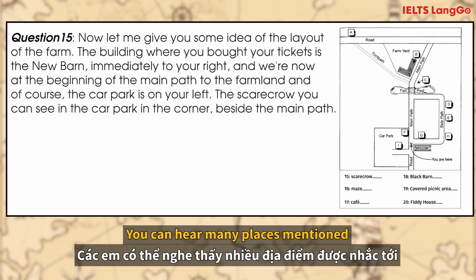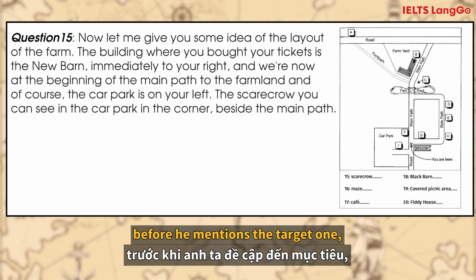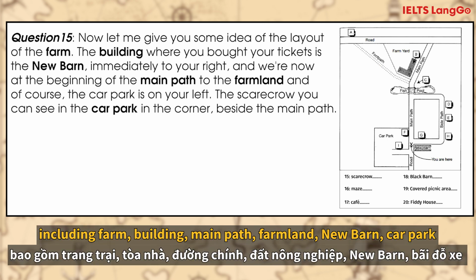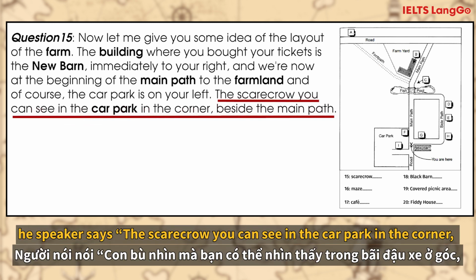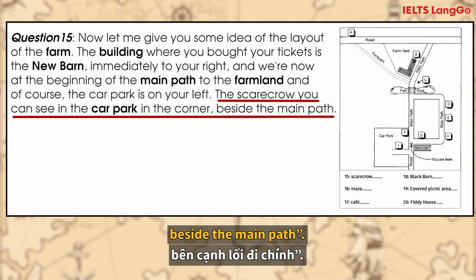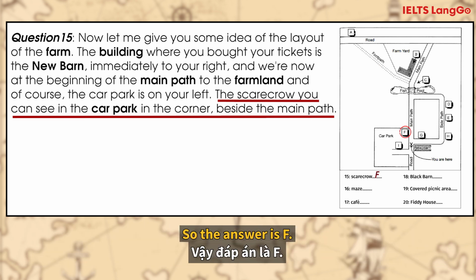You can hear many places mentioned before he mentions the target one, including farm, building, main path, farmland, new barn, and car park. But you've got to listen to all the detail to distinguish between I and F. The speaker says the scarecrow you can see in the car park in the corner beside the main path. So the answer is F.